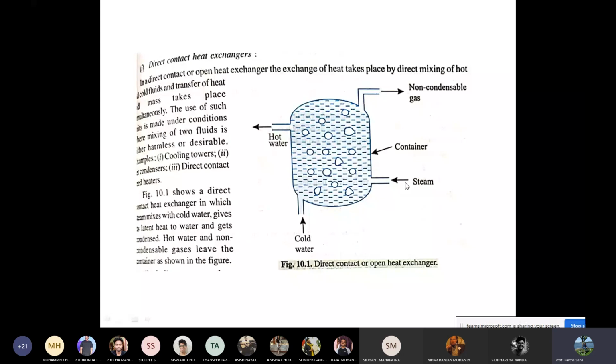The hot fluid loses its heat, and the cold fluid remains stationary but gets heated up, because the steam temperature is constant, and it comes out at a high temperature. So this is a direct contact heat exchanger. Applications are like cooling towers and IC engines. These are direct contact heat exchangers.